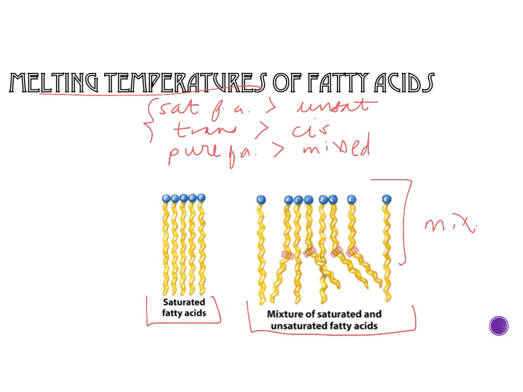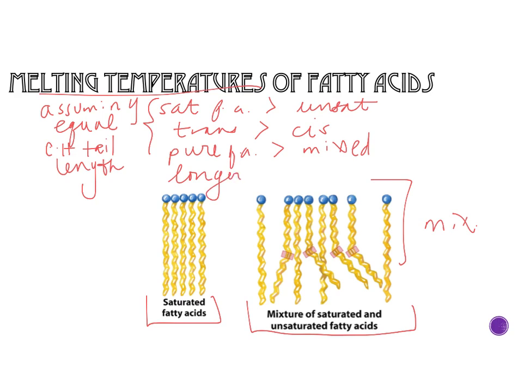This is all, of course, assuming equal CH tail length. If the tail length is not assumed to be the same, then the longer the tail, the higher the melting temperature.